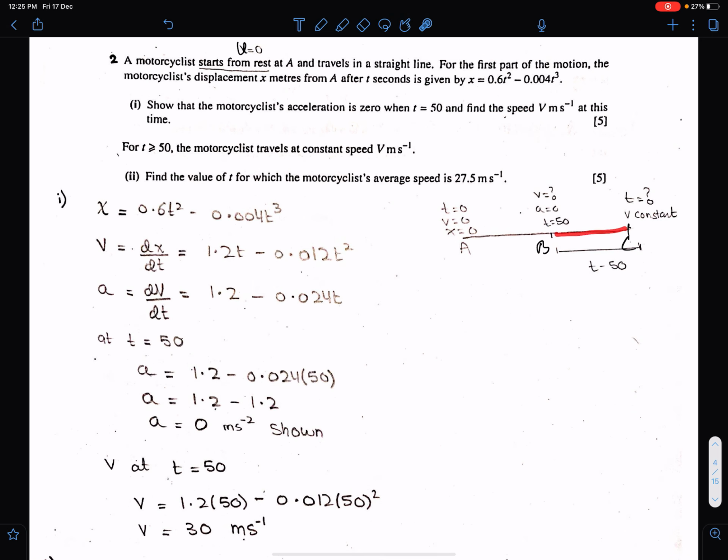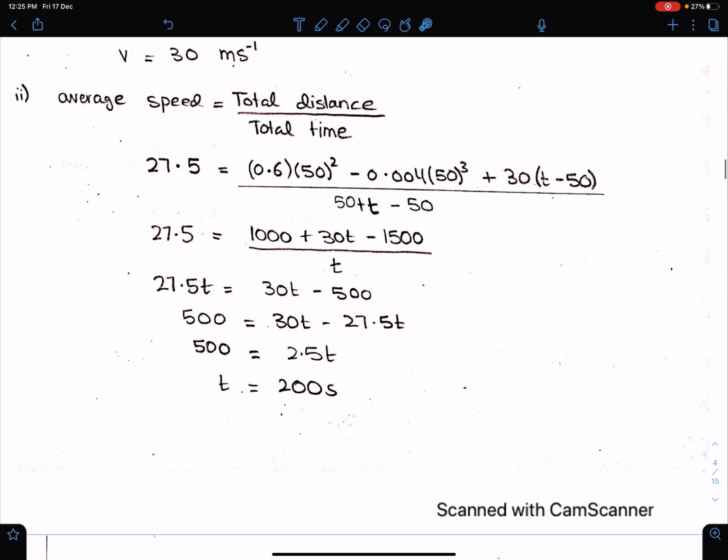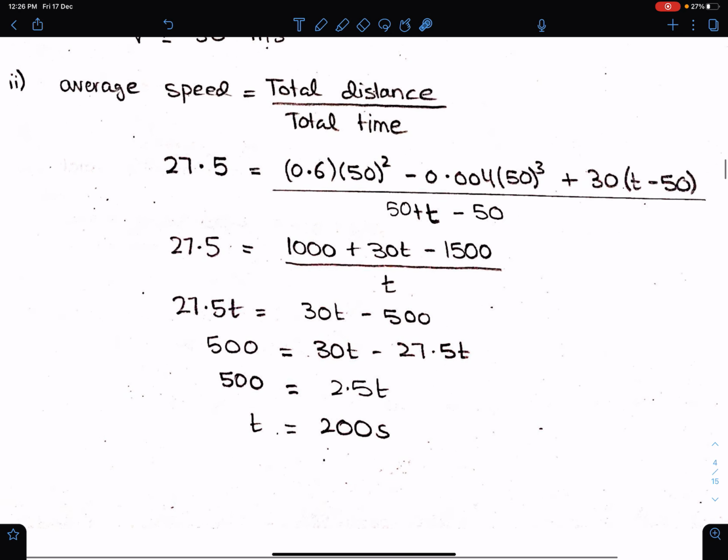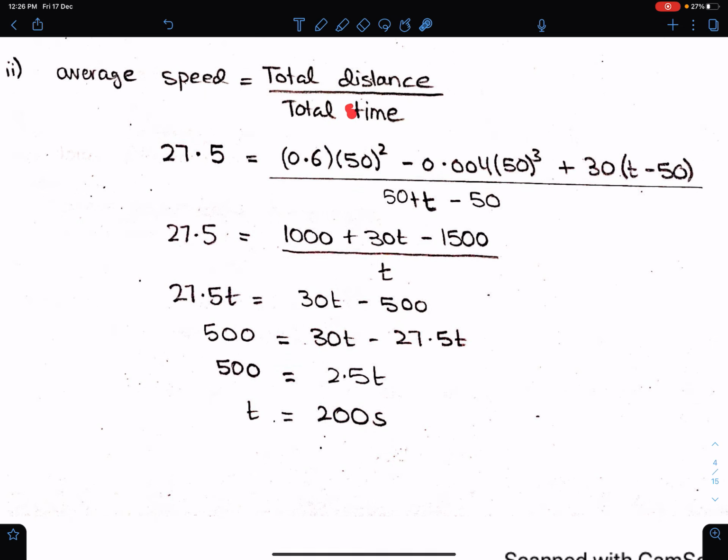So this duration is t minus 50, because here t is the unknown final time, and this is 50, so this interval is t minus 50. This is here. This is the formula of average speed.